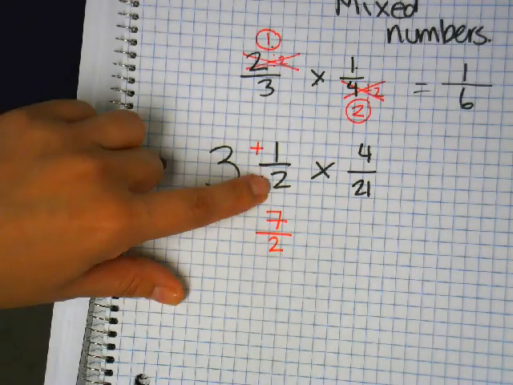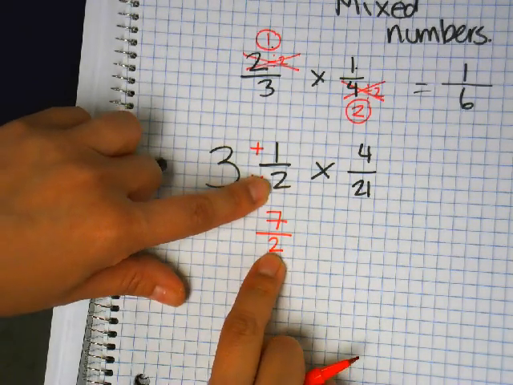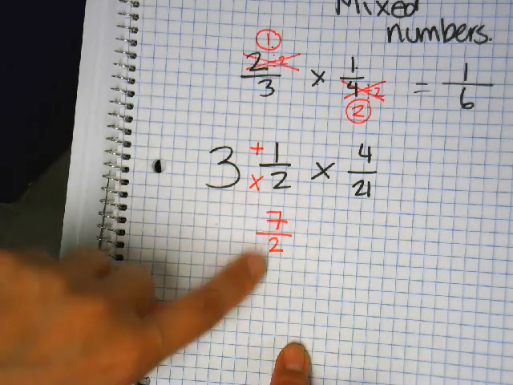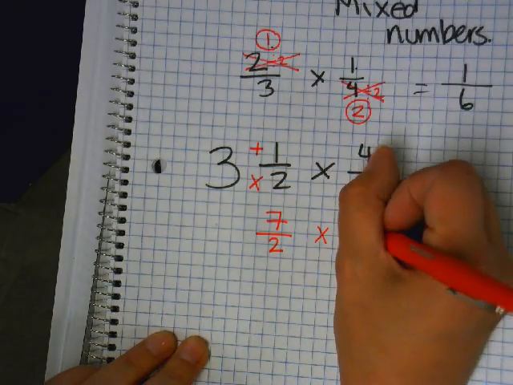So do you see the 2 still stays in the same spot? I had a couple students last period, they would flip these numbers. It's like, nope, your answer goes on top. And then 2 times 4 over 21.